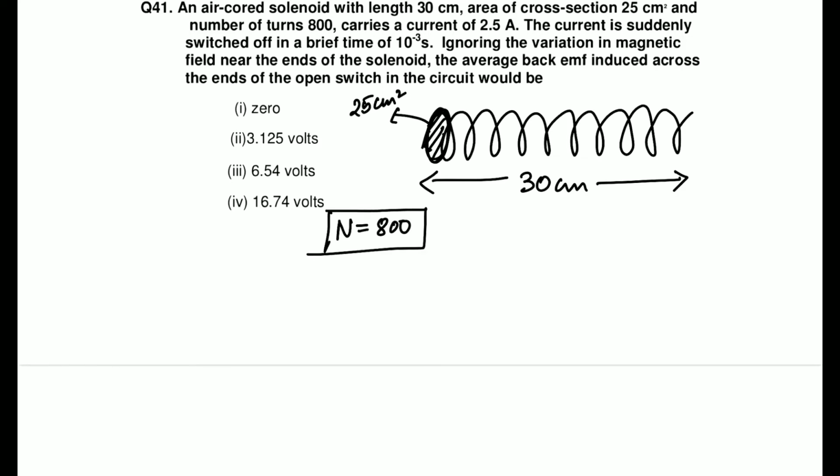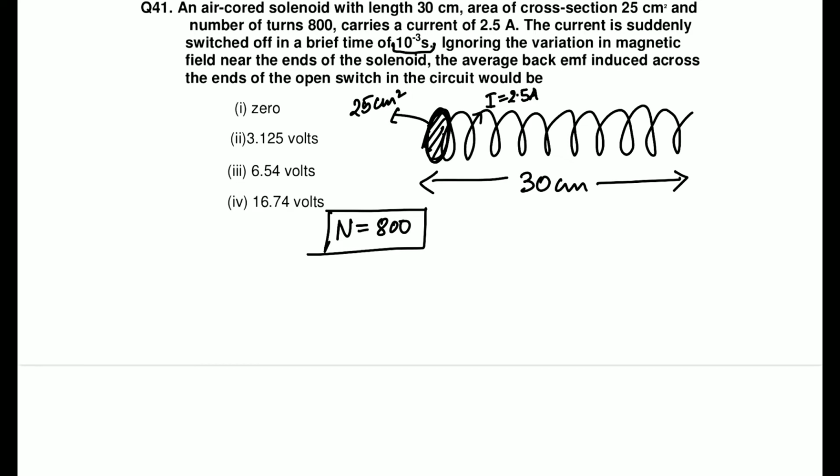Okay, great. Then it carries a current of 2.5 ampere. So current is also given. The current is 2.5 ampere, flowing inside your solenoid. Okay, all these things are given to us. Now we are supposed to find, so basically the current has been stopped for 10 to the power minus 3 seconds. Because of this stopping of the current, there must be some change in the flux, and when there is a change in the flux there must be an EMF, right? So the question is asking us to find out that EMF, right?